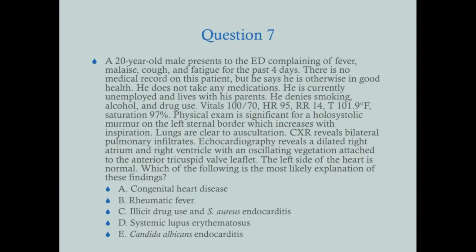Which of the following is the most likely explanation of these findings? Is it A, congenital heart disease, B, rheumatic fever, C, illicit drug use and Staph aureus endocarditis, D, systemic lupus erythematosus, or E, Candida albicans endocarditis? And the answer here is illicit drug use and Staph aureus endocarditis.